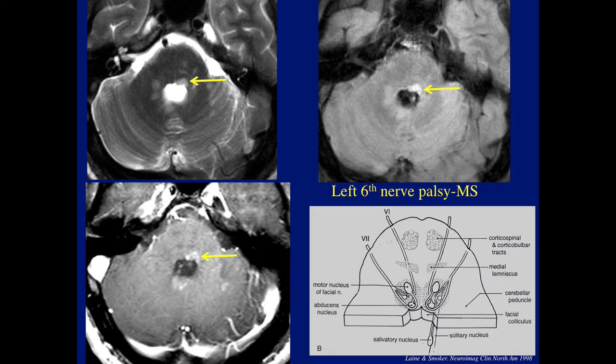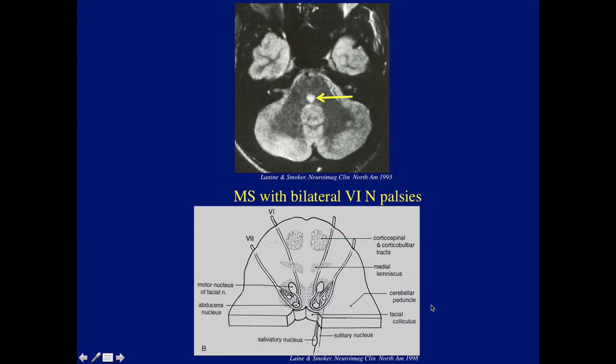Here's a patient who had an isolated 6th nerve palsy, again an MS patient, and we see the abnormalities on the T2 and on the FLAIR, as well as enhancement, again, involving the region of the 6th nerve nucleus. This is an unusual case where a patient with MS had both 6th nerves involved. See the midline lesion, and again, on the diagram, they look separated quite a bit, but you can see on MR they're very close together. So in this case, both of them were involved.